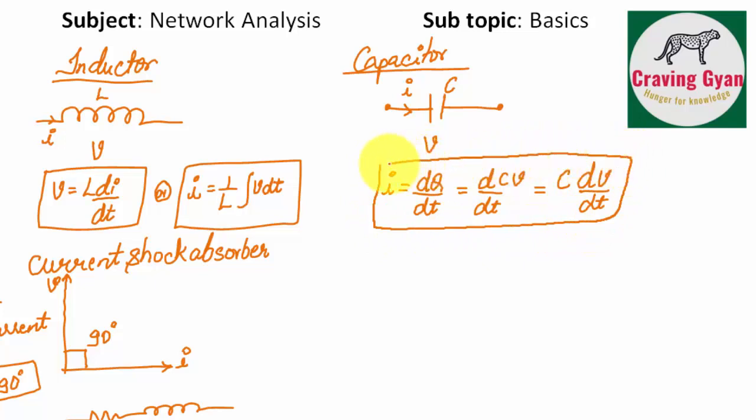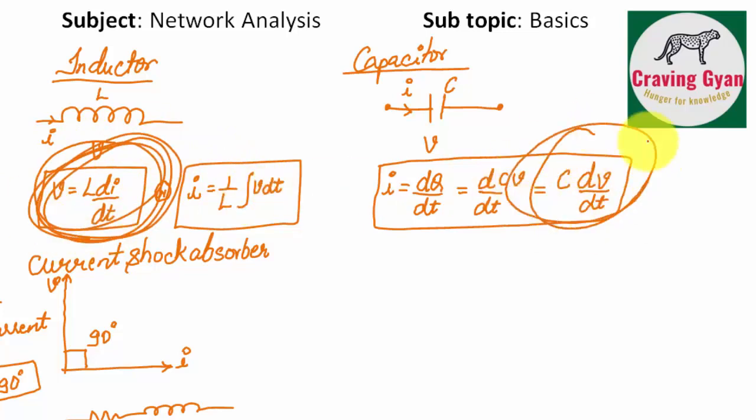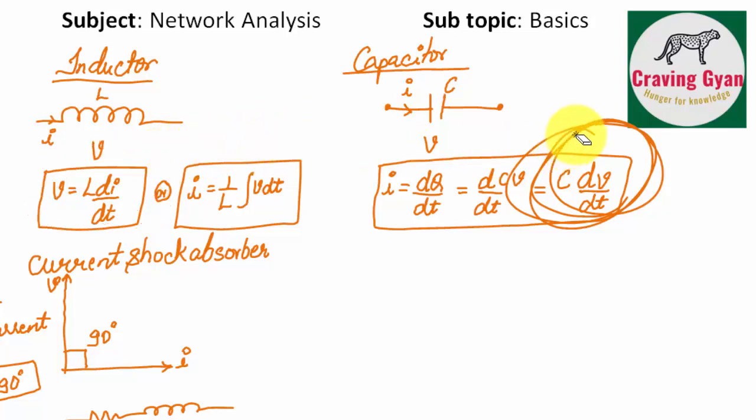Unable to remember? I have a simple trick. Remember V equals L into di by dt. Enough. Rest of the things is just copycat. Here V is there, represent it by I. Here L is there, represent it by C. Here I is there, represent it by V. Wherever voltage is there, replace by current, and vice versa. Wherever inductor is there, represent by capacitor. Finished. You derive the current expression across the capacitor.